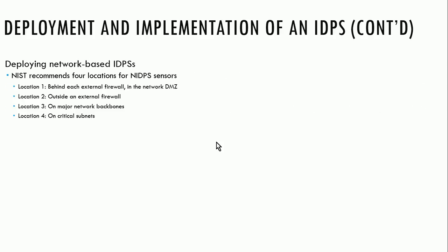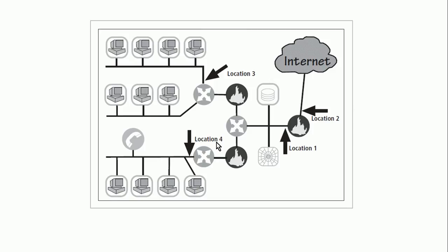So deploying a network-based IDS, according to the National Institute of Standards, there are 4 recommendations. You can put it behind each external firewall in the DMZ. You put it outside an external firewall, on a major network backbone, and on critical subnets. So those are the 4 locations that they recommend. So here's an example of an IDS in each of those 4 locations.